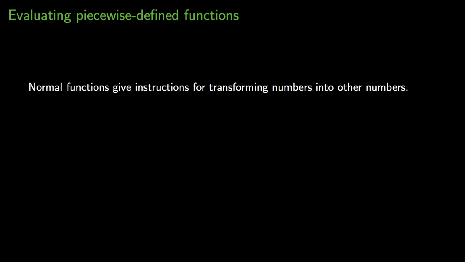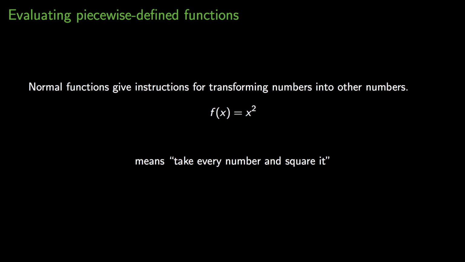So normal functions like you're used to, they give instructions for transforming numbers into other numbers. At a really basic level, that's what they do. For example, if I wrote f of x equals x squared, what I'm doing is I'm telling you that you should take every number you can think of and square that number.